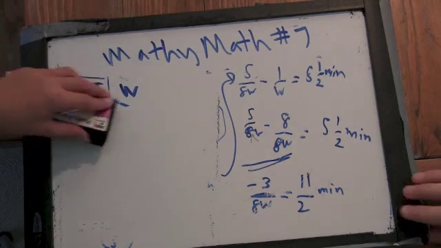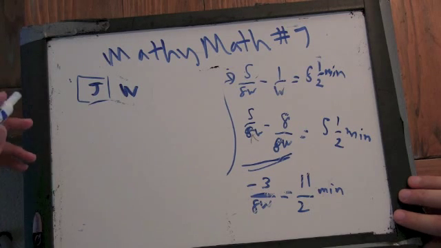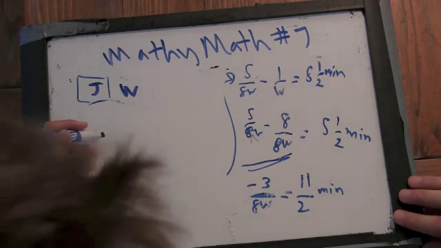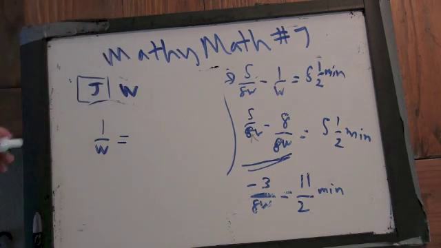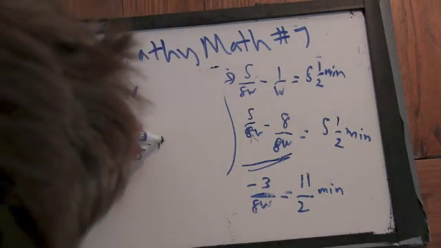Alright. Should I erase now? Well, I would have said no, but you have already erased, unfortunately. So the time it takes her to walk a mile, 1 over W, equals 1 over J and 5.5 minutes.